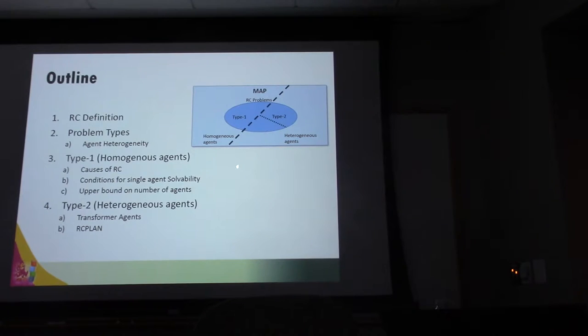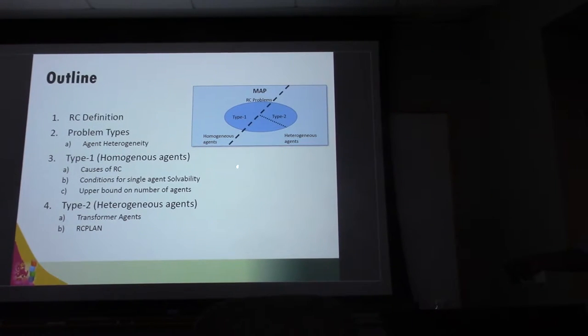So the outline of the talk will be the following. We'll start with what is required cooperation. We'll try to formally define what is required cooperation. We'll then go back to our classification of RC into two types, because when we discussed it before, we didn't actually cover what we mean by heterogeneous agents. We'll try to formally define this agent heterogeneity.